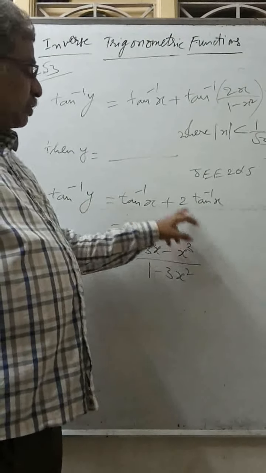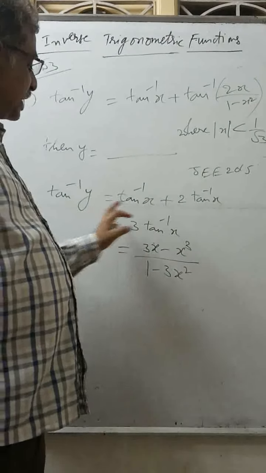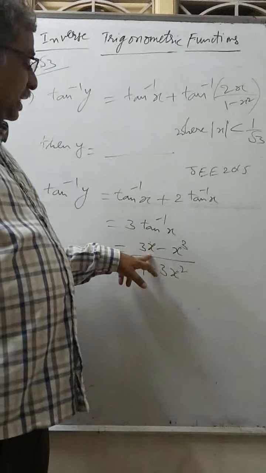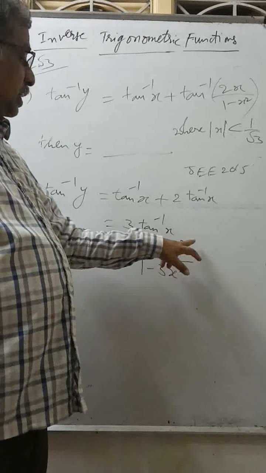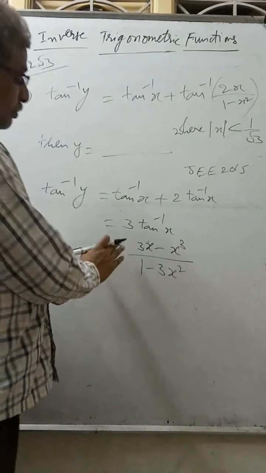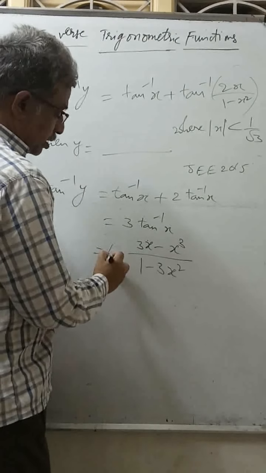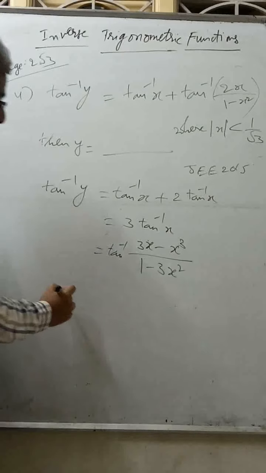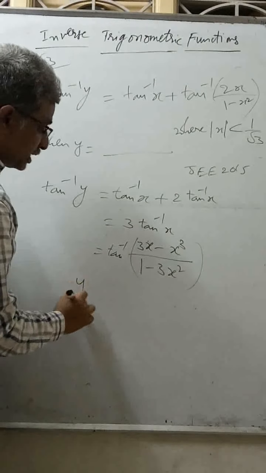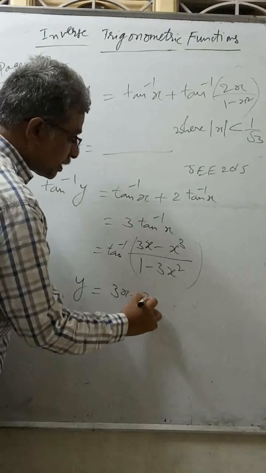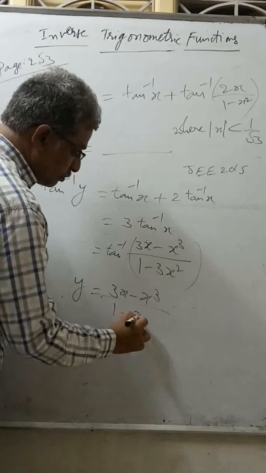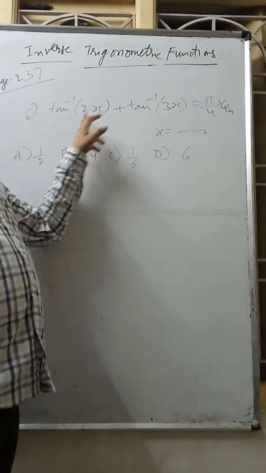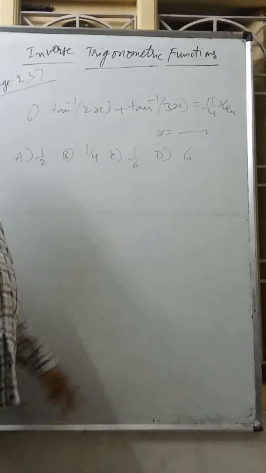Simple logic: assume tan inverse x equals theta. Then this is the tan 3 theta formula. So tan inverse of 3x minus x cube by 1 minus 3x square. So tan inverse y equals this much. Cancelling tan inverse on both sides, y is equal to 3x minus x cube by 1 minus 3x square, which is our final answer. Next: tan inverse 2x plus tan inverse 3x equals pi by 4, then x equals how much is what it is asking.